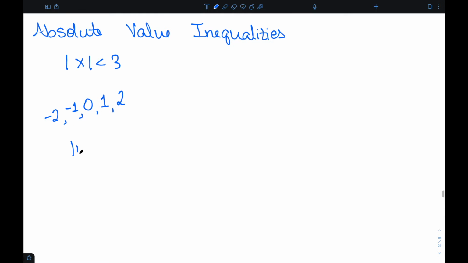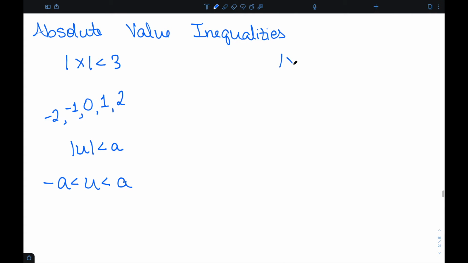The general rule for this case is that if the absolute value of u is less than a, then we actually set up a compound inequality. -a is less than u is less than a. And all of these less than symbols can also be replaced with a less than or equal to.